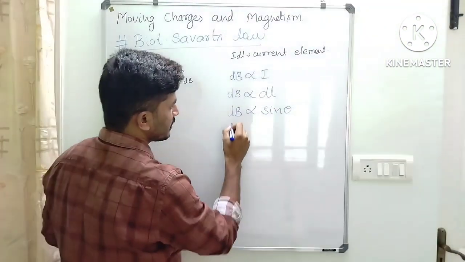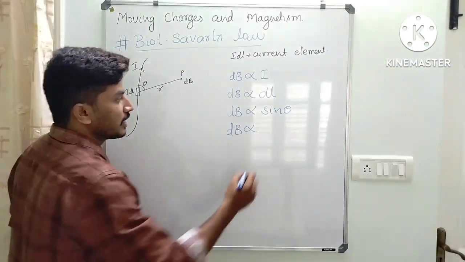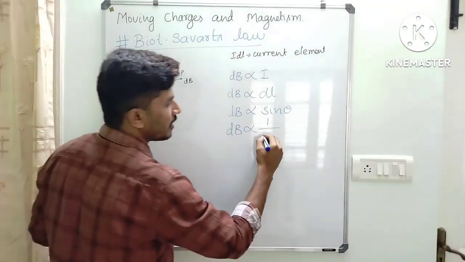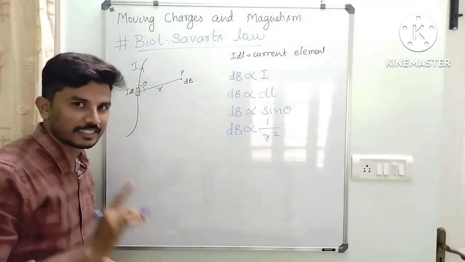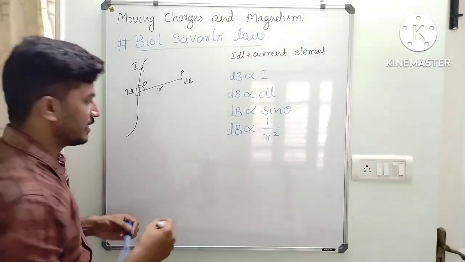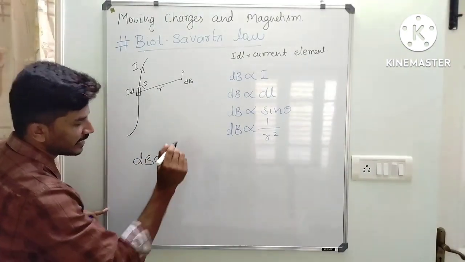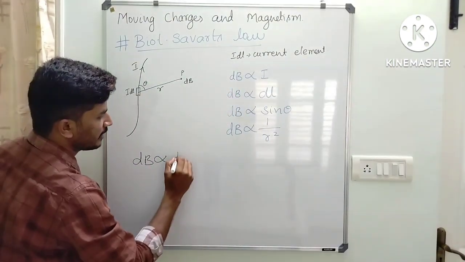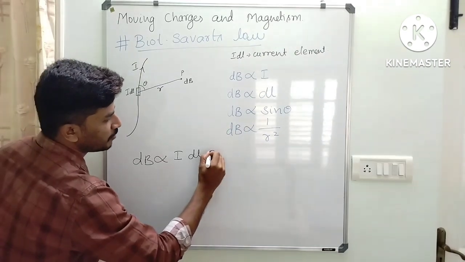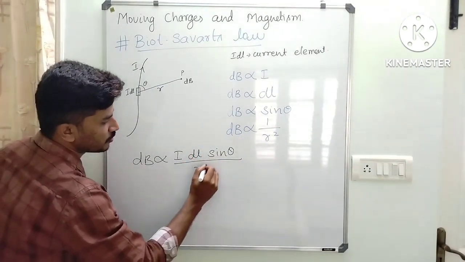And the fourth thing, that is dB is inversely proportional to this distance square, means r square. So combining all this, I get dB is directly proportional to I, directly proportional to dl, directly proportional to sin theta, and inversely proportional to r square.